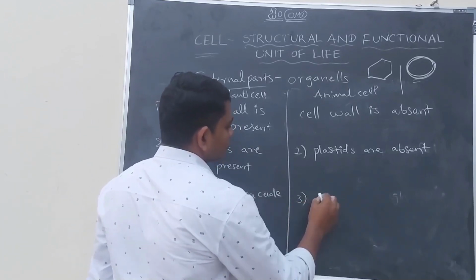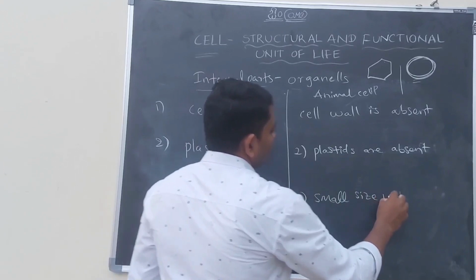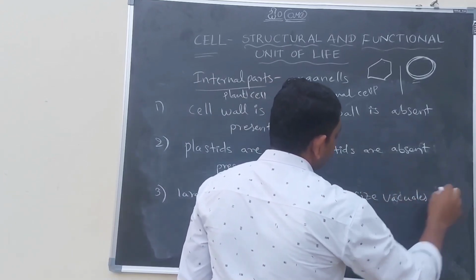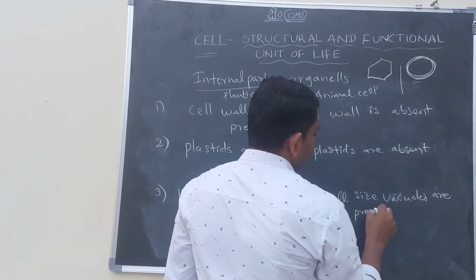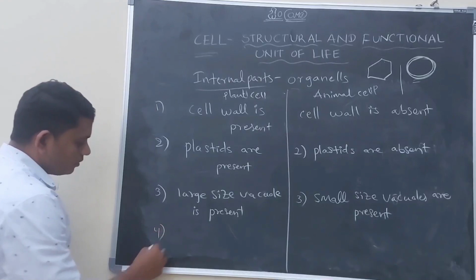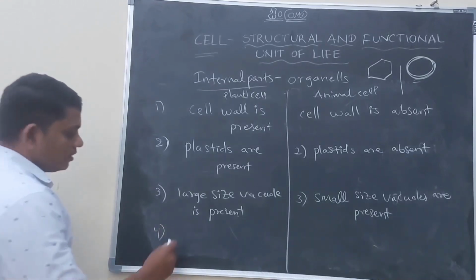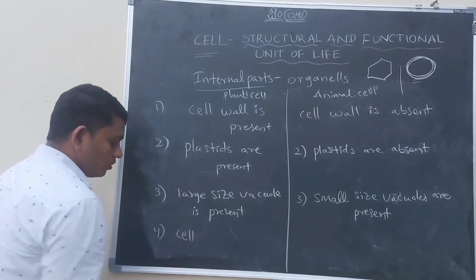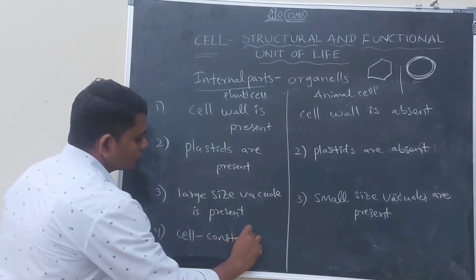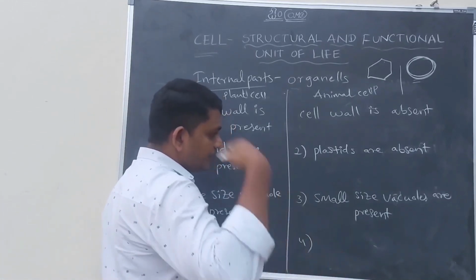And small size vacuoles are present in the animal cell. Fourth point, the plant cell is always constant in shape. Here in the animal cell, it can change its shape.